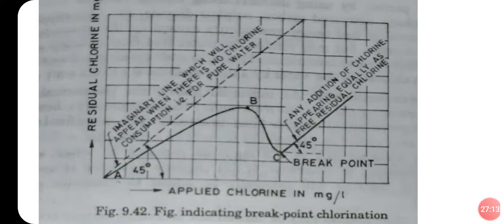So more chlorine is consumed by the organic matter from B to C. Therefore it is dropping down. That means the amount of the residual chlorine will be less.